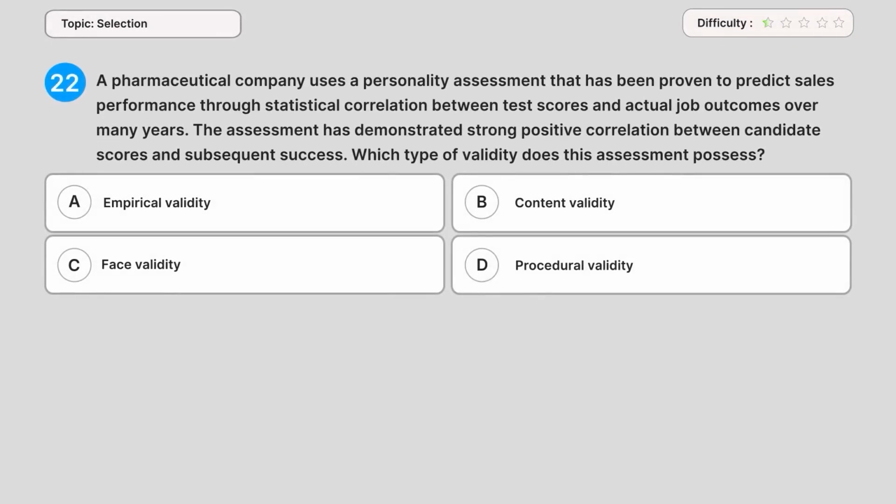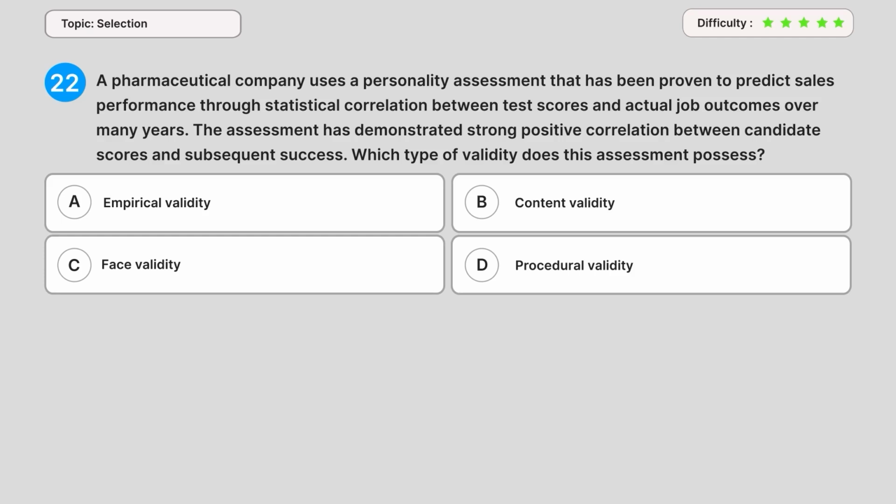22. A pharmaceutical company uses a personality assessment that has been proven to predict sales performance through statistical correlation between test scores and actual job outcomes over many years. The assessment has demonstrated strong positive correlation between candidate scores and subsequent success. Which type of validity does this assessment possess?